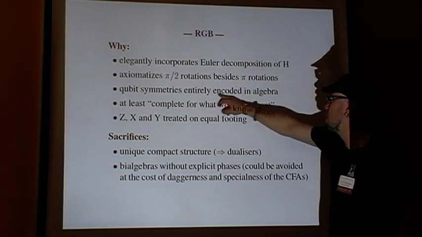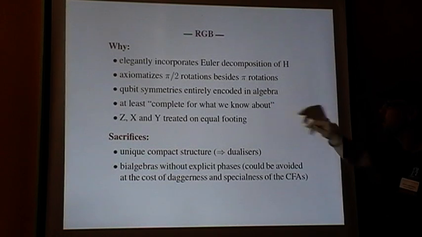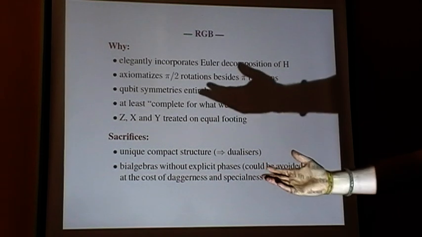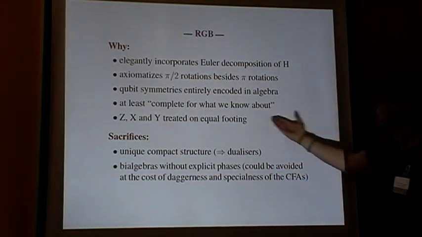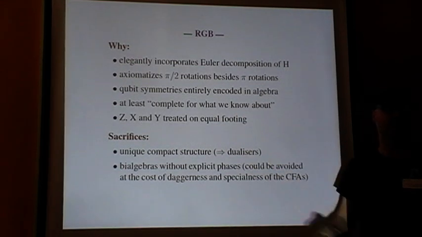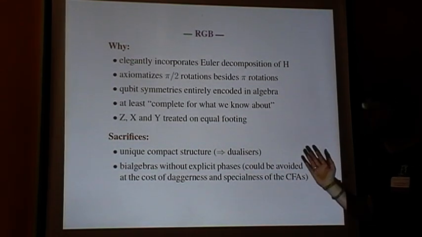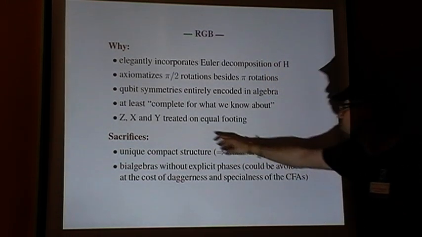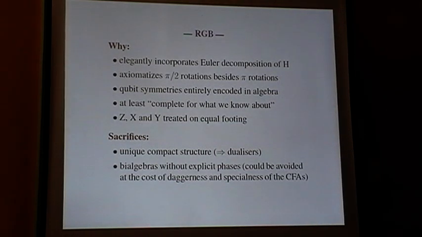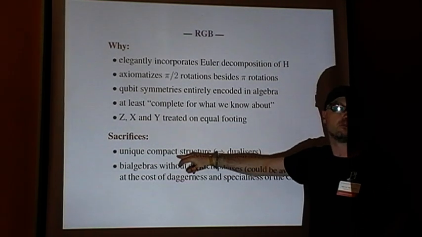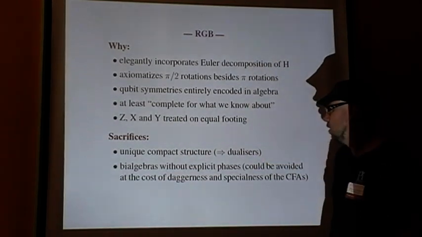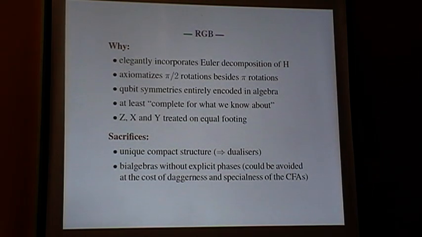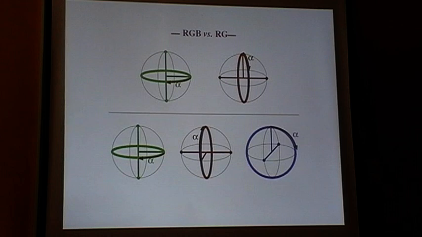Qubit symmetries are now entirely encoded in the algebra. It's complete for everything we know. It means we can prove everything which we have tried to prove so far. That's like a physicist's completeness theorem. We can do everything we want to do. We don't know whether we can do everything, but we can do everything we know we tried. And of course, three colors are treated on equal footing. What sacrifices? You lose the fact that you got a unique compact structure, so the cups are not unique anymore. And the bi-algebras will now involve explicit phases. That's just two sacrifices.